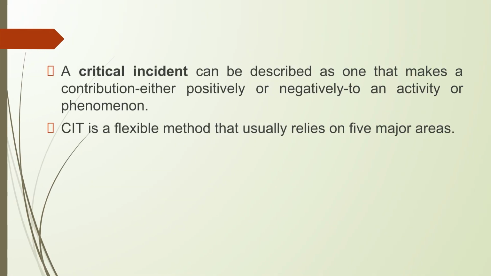A critical incident is an event that has a significant positive or negative impact on workplace activities. Positive incidents show effective safety practices, while negative incidents highlight hazards that need correction. The Critical Incident Technique, CIT, is a flexible method used to study these events systematically. It focuses on 5 key areas: identifying the incident, collecting facts, analyzing the issues, deciding on corrective actions, and evaluating the results. This process helps improve workplace safety and prevent future incidents.